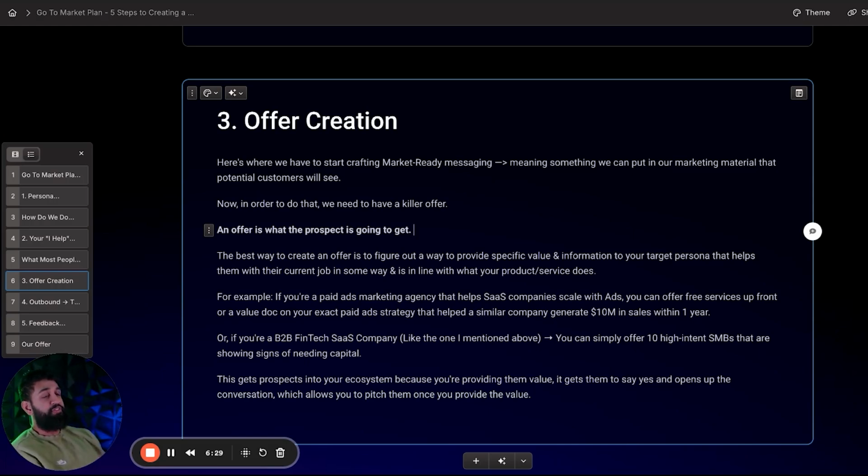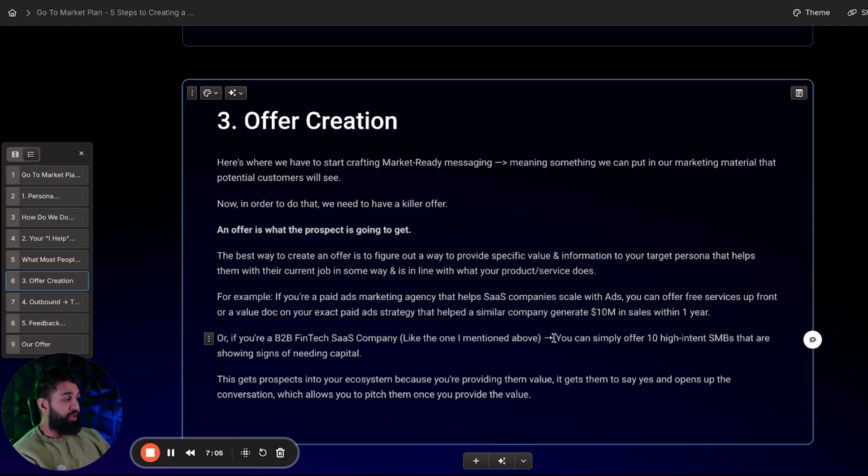Right. So, for example, if you're a paid ads marketing agency that helps SaaS companies scale with ads, you can offer free services up front or a value doc on your exact paid ad strategy that helped a specific company generate 10 million in sales within 1 year, right? Something valuable, some upfront work, right? Now, if you're a SaaS company, specifically a B2B fintech SaaS company, like the one I mentioned above, who, for example, has the SMB intent data, you can simply offer 10 high intent SMBs that are showing signs of needing capital, right? That's what that company would do, right?